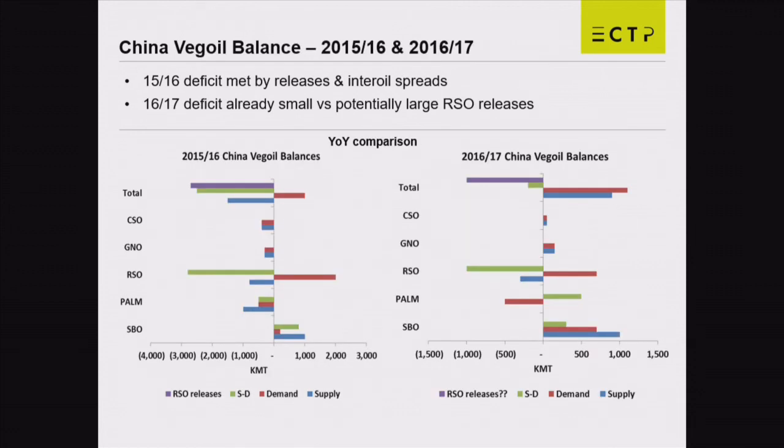Going a bit closer to last year and this year's veg oil balances, you see that this is by oil type. The red bar is the demand, blue bar is supply, and the green is the supply minus demand, and the purple bar is the rapeseed oil release. So the key point is that for 15, 16, you see this green. We are having a pretty big deficit in terms of oil, 2.5 million tons, and most of it is met. Actually, the release more than offsets the actual deficit.